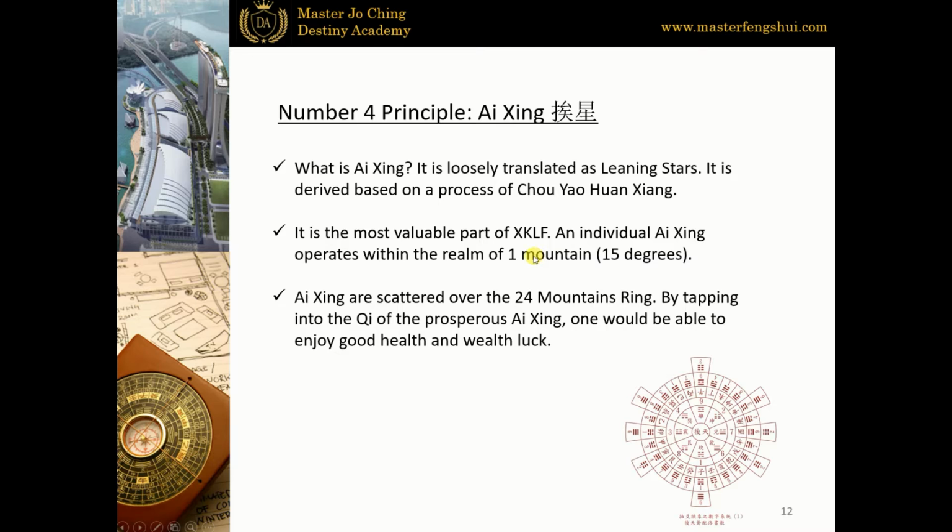Individual icing operates within the realm of 1 mountain or 15 degrees. Icing are actually scattered over the 24 mountain ring, so we will perform a calculation. In class, I will show the students how we calculate the icing step by step. And by tapping into the qi of the prosperous icing, one will be able to enjoy good health and wealth luck.